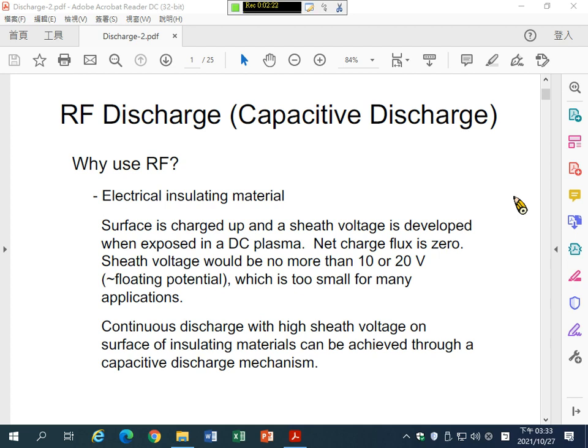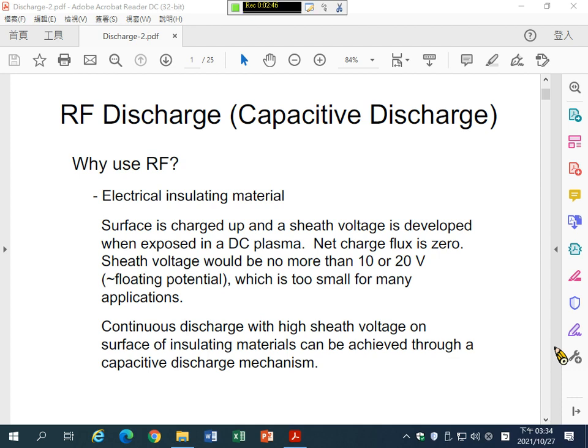Okay, and the sheath voltage, or the floating potential, is about 10 volts to 20 volts. So the surface will build up a sheath voltage around 10 to 20 volts. Right? It depends on the plasma potential. It depends on the plasma condition.